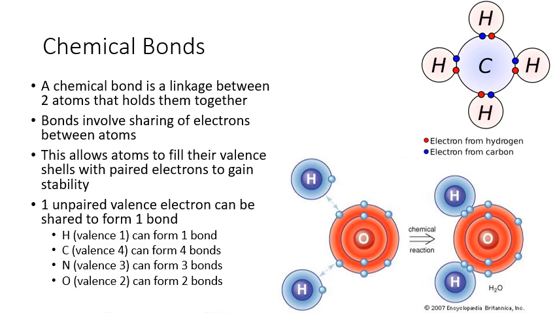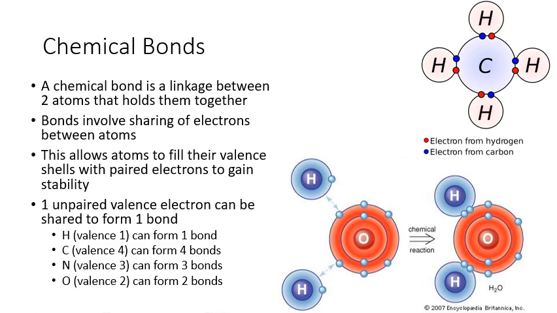There's different types of bonds that you can have, but all bonds are going to involve some amount of sharing of electrons between atoms. When you have atoms that are sharing their unpaired valence electrons with each other, that lets them gain a pair for those electrons that didn't have a pair, which increases the stability.